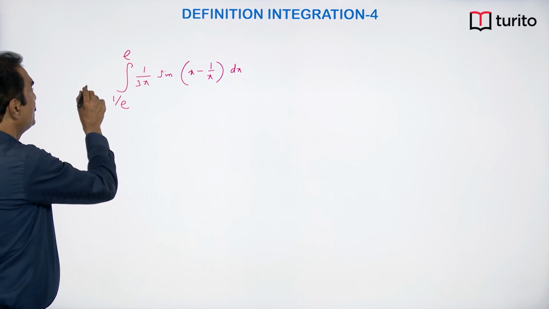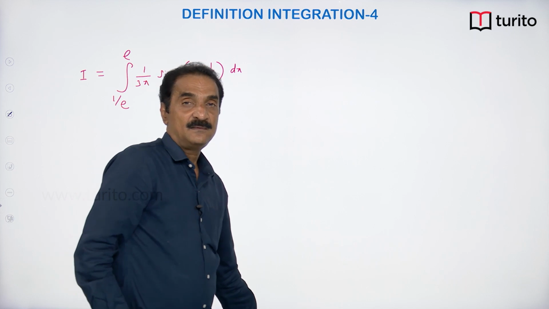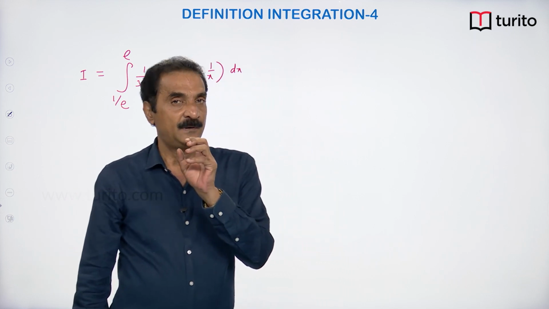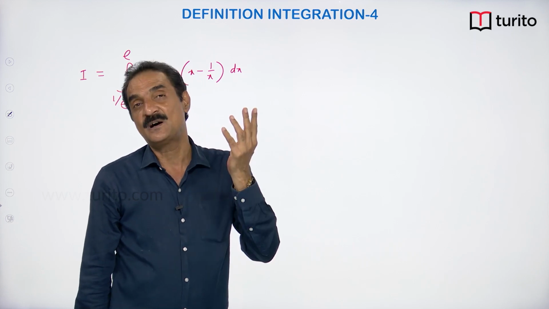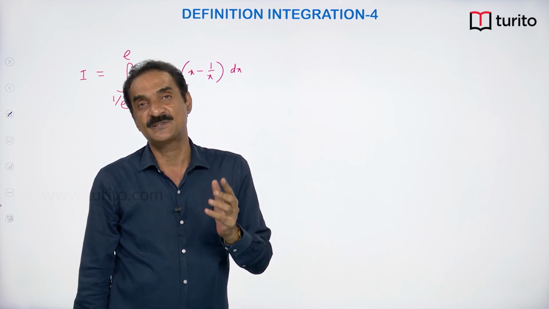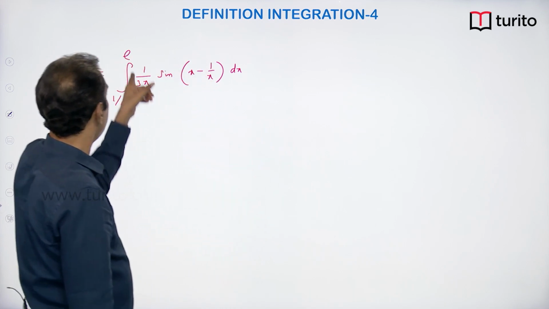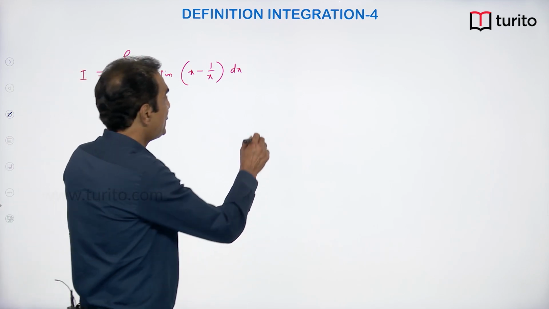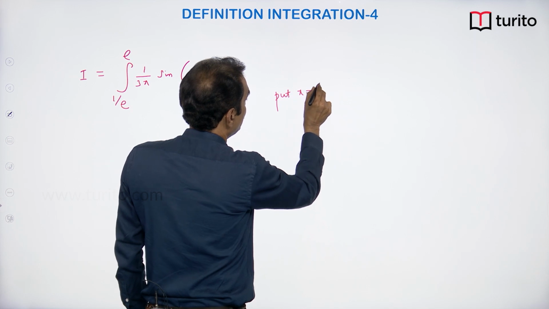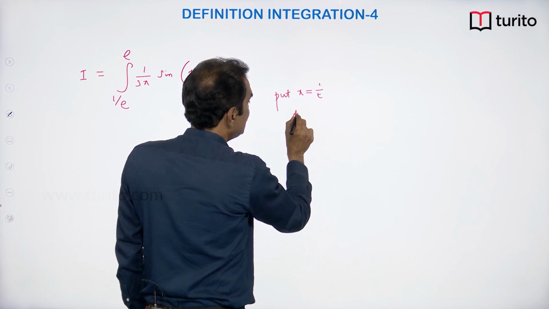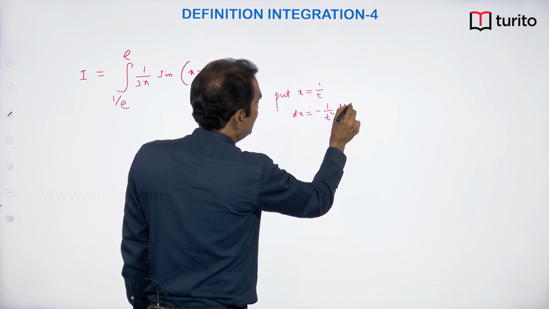Now denote it by I. If you remember, in the earlier class we have discussed one point that when reciprocal numbers are present in the limits, we have to substitute x is equal to 1 by t. So here e and 1 by e are reciprocal numbers, no? So put x is equal to 1 by t. Then dx is equal to minus 1 by t square dt.